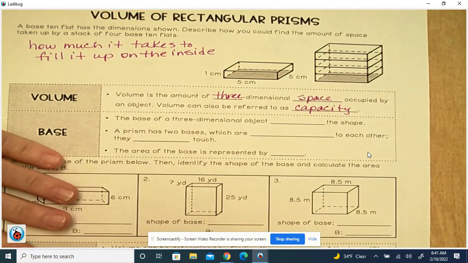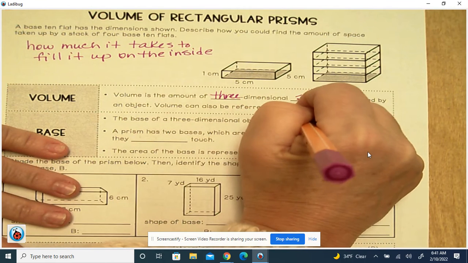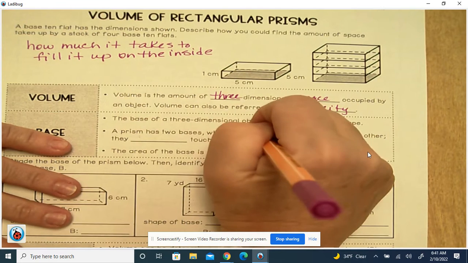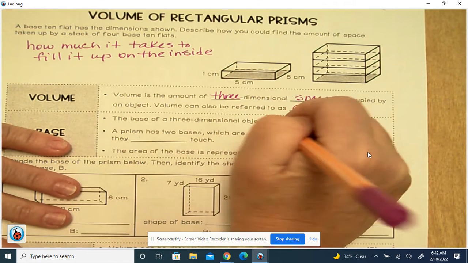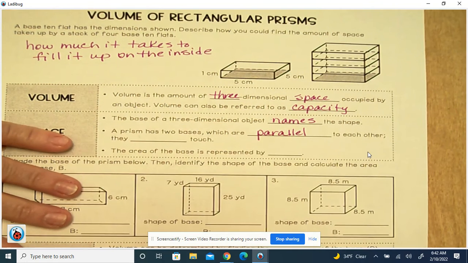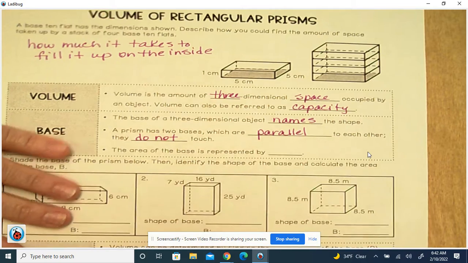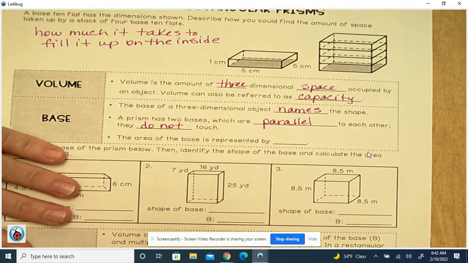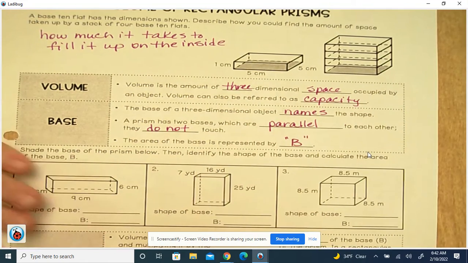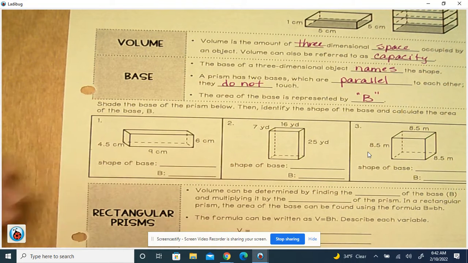The base of a three-dimensional object names the shape. A prism has two bases which are parallel to each other and they do not touch. The area of the base is represented by the big B. The big B. All right, so if we look at, they want us to shade the base.